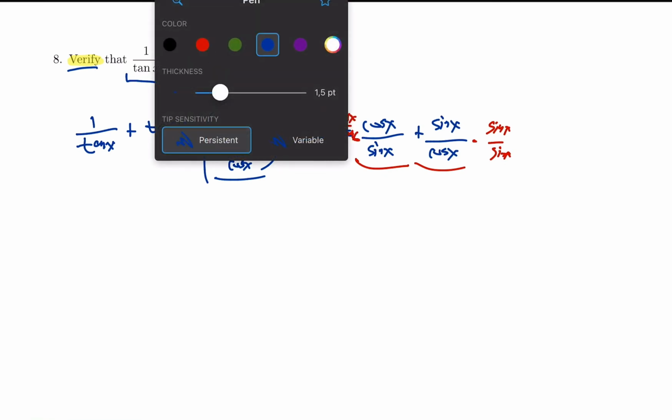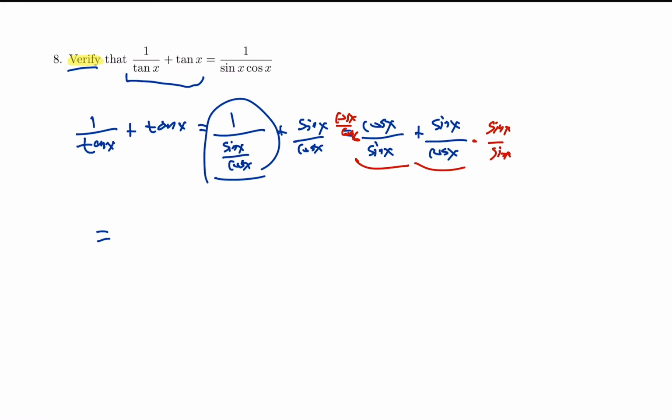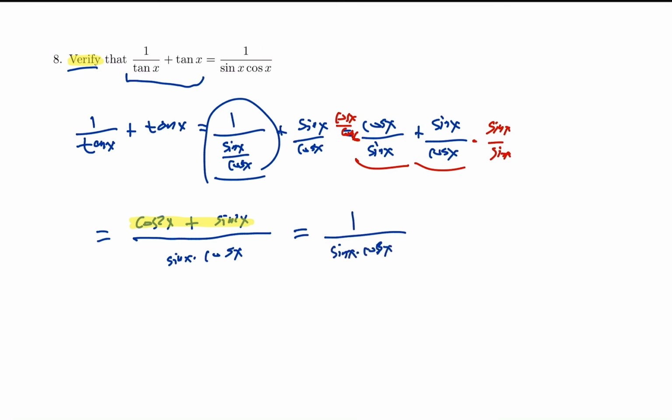So if I multiply cosine over cosine, I get cosine squared x. And for the second one, I get sine squared x. And since it's a common denominator, I can write it as one over sine x times cosine x. That's the common denominator. Now this is one of the trig identities that you should know: cosine squared plus sine squared is 1. So that equals 1 over sine x times cosine x. And as you can see, this is equal to the right side.